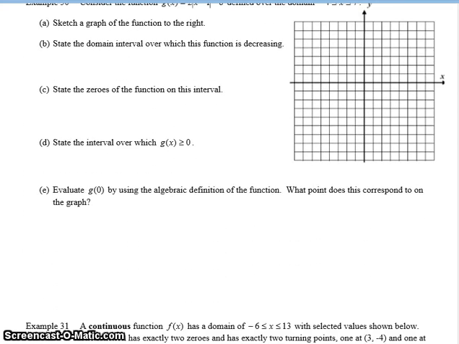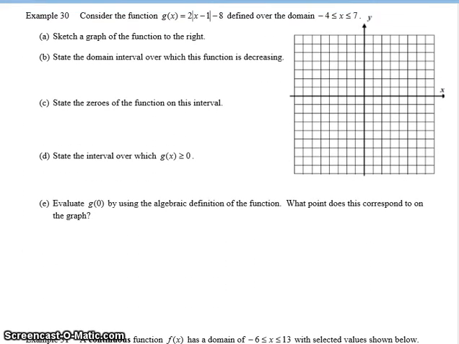Moving on to example 30. It gives you this g function, which is 2 times the absolute value of x minus 8, quantity, minus 8, defined over the domain. Remember, the domain means use the x values from -4 all the way to +7. In a case like this, I went to my graphing calculator, put this in the graph page, and then produced the table of values. That's always something really nice to look at. I know that the x values have to go from -4 all the way to +7.